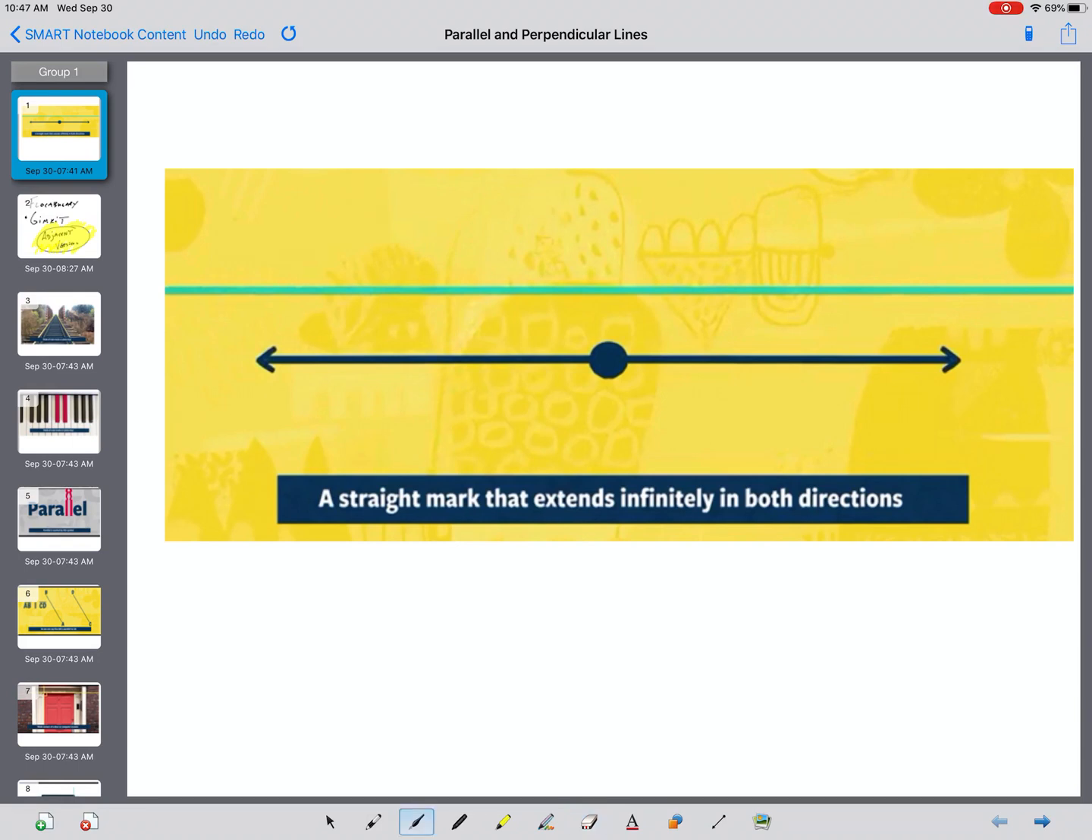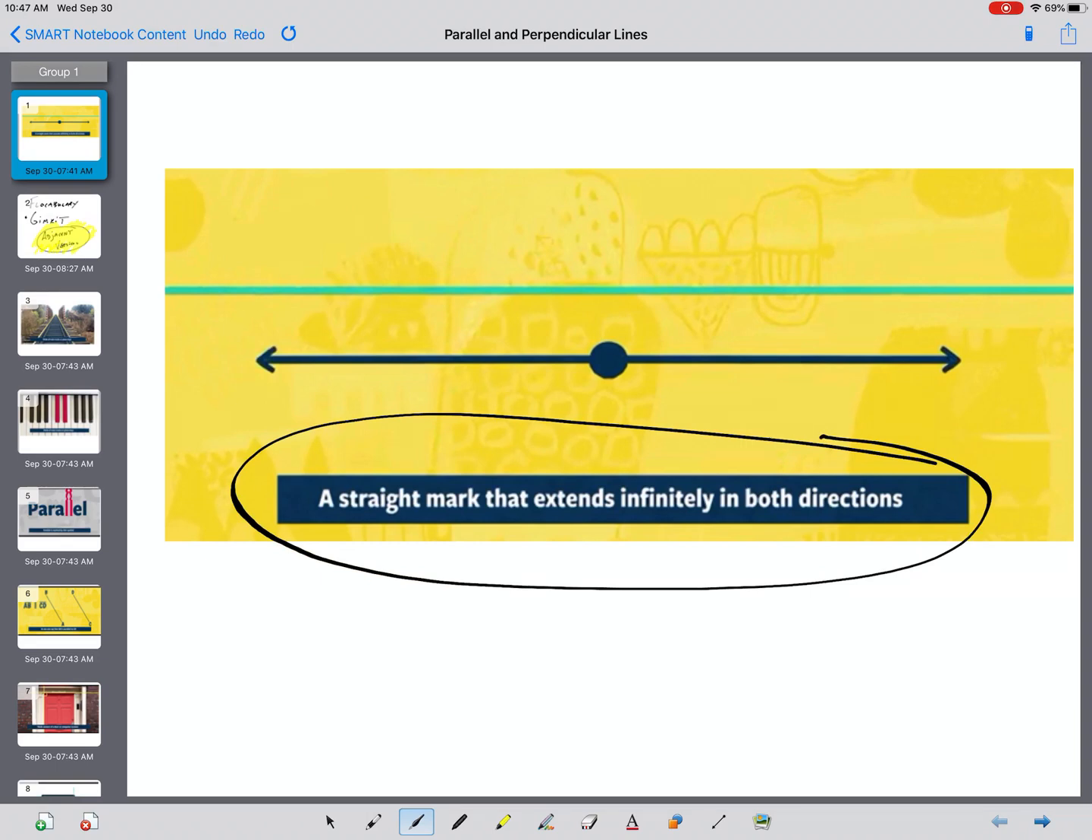So one thing you do need to know is that a straight mark that extends infinitely in both directions is a line. Okay, take a minute and screenshot that or pause the video. As we go through this video, there may be times where we want to pause it and screenshot it to help you do the vocabulary.